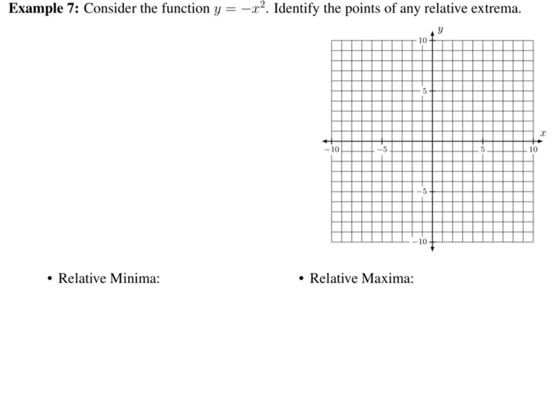Example 7, negative x squared. Let's graph it. Parabola, turned upside down. Arrows on the end. Okay. Relative minima. There's no lowest point. Relative maxima. Winner, winner, at the top, 0, 0.